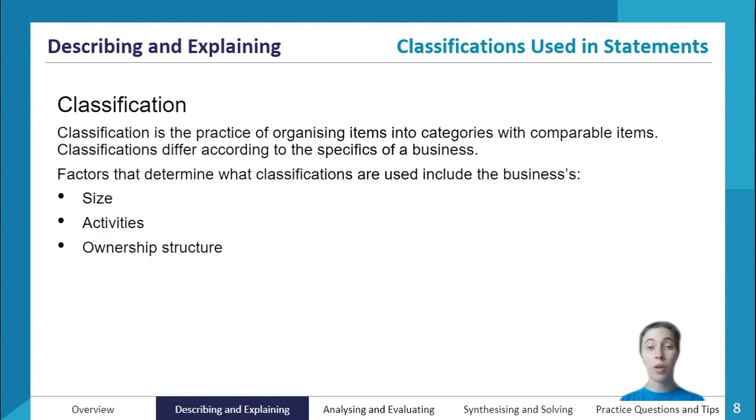So, for example, if you have a really huge organization, it's likely going to have more elements, more things that need to be subdivided into different categories, whereas a small sole trader business would be a lot more simple in its operations and wouldn't need as many different classifications. And activities as well, as we'll see, depending on whether it's a trading business or a service business, that's also going to impact the headings that are used.